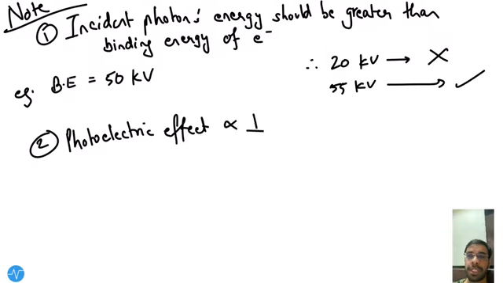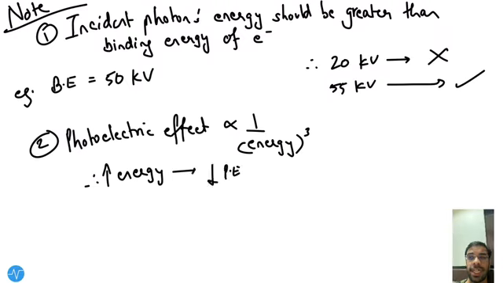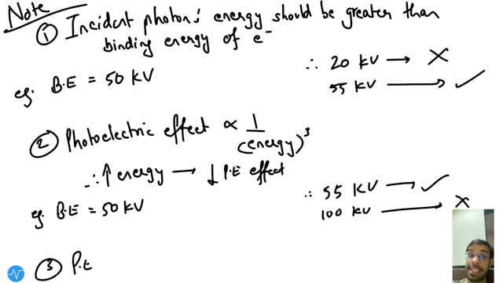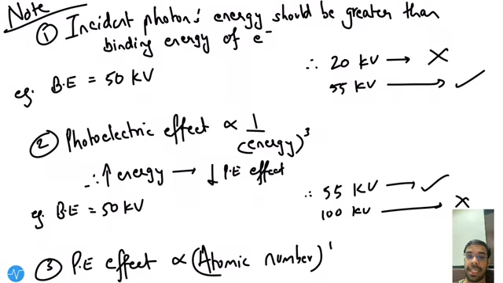Second point to note is the photoelectric effect is inversely proportional to the cube of the energy. Therefore, the more the energy, the lesser the photoelectric effect. Example, again the same binding energy of the electron in the K shell is 50. Therefore, if the incident is 55, then it will happen as compared to 100, because more energy, lesser effect. Third is that the photoelectric effect is directly proportional to the cube of the atomic number.